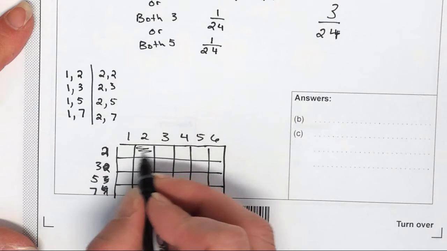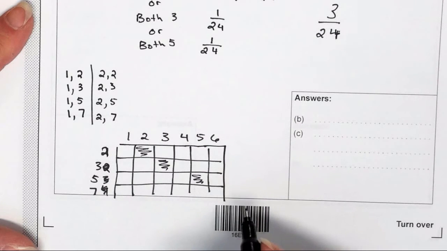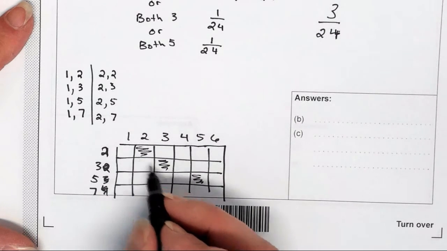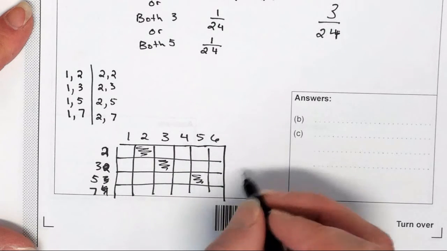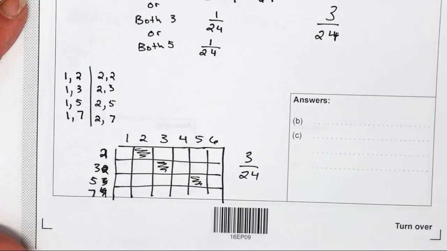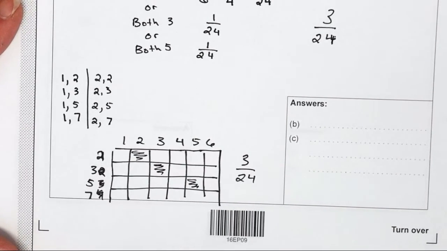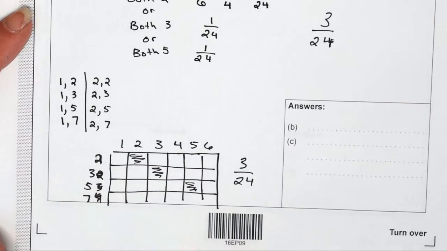The ones that are the same: 2 and 2 is here. 3 and 3. 5 and 5. Those are the only 3 ways you have the same numbers. So 3 out of 24. It says, give a reason. This would be a good reason. If it's drawn over there, that's not in the answer box. So can I just say, drawn above? Yeah. Okay. Just say C, see picture.